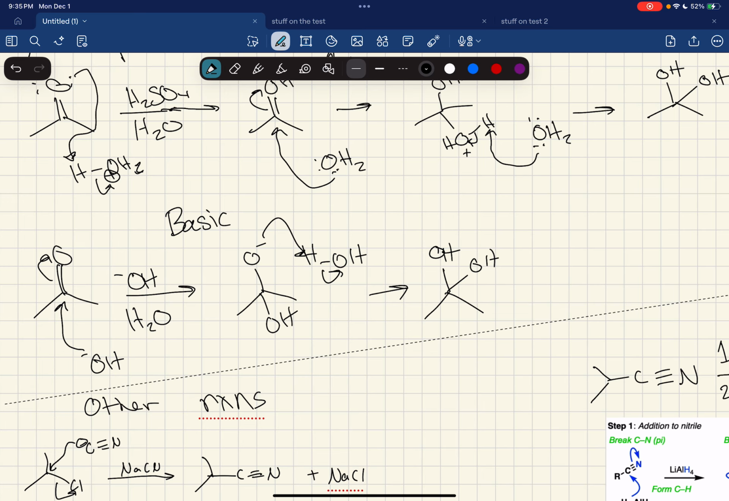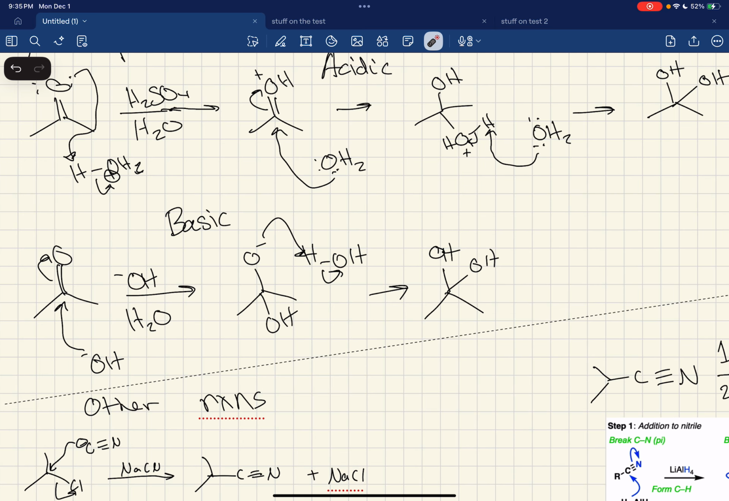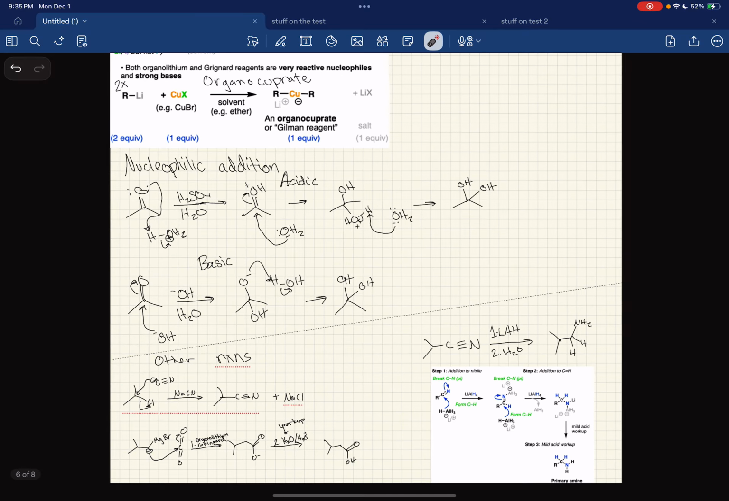But the basic environment is the opposite. You've got a lot of negative charges. So negative charges are fine. And because of that, first thing that happens, negatively charged OH comes in, attacks that, and knocks those electrons up. And then that negatively charged oxygen will be protonated by water, because OH minus is always in the presence of water. Then it will form this, the diol.